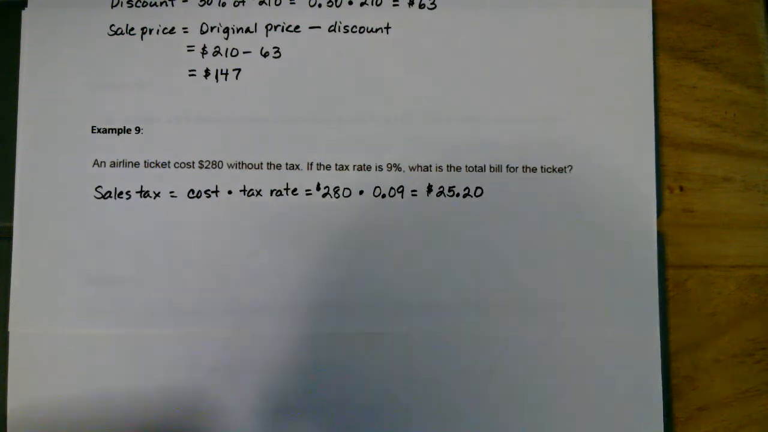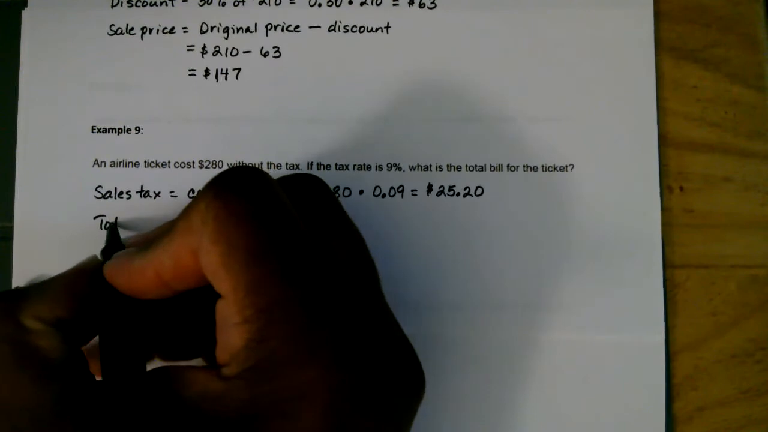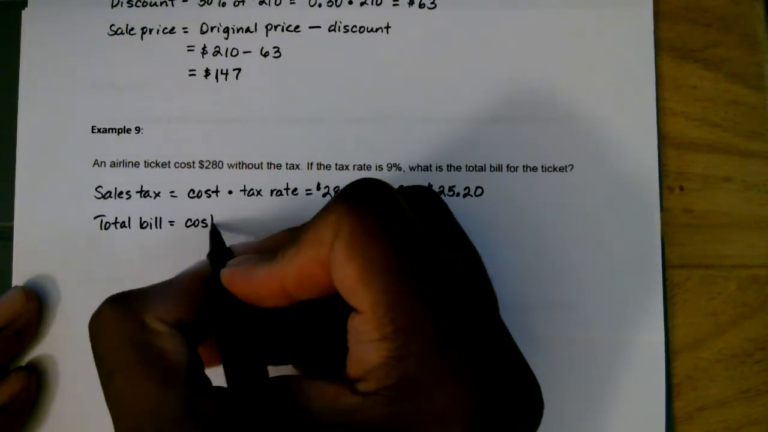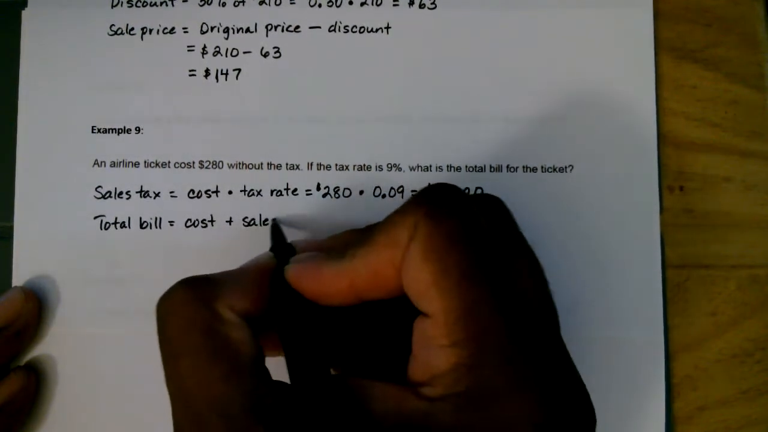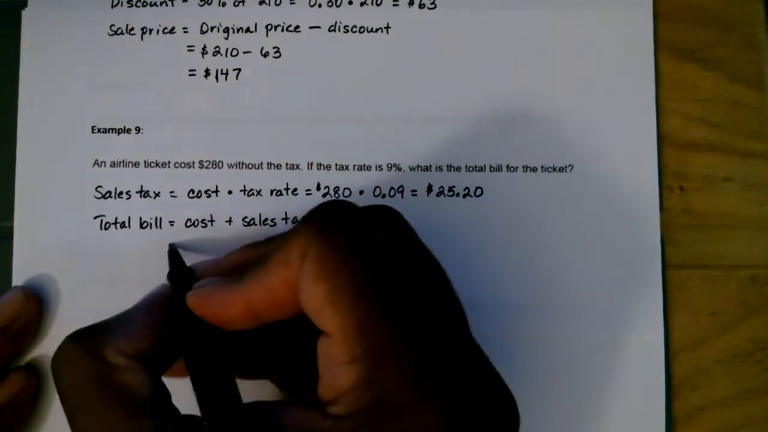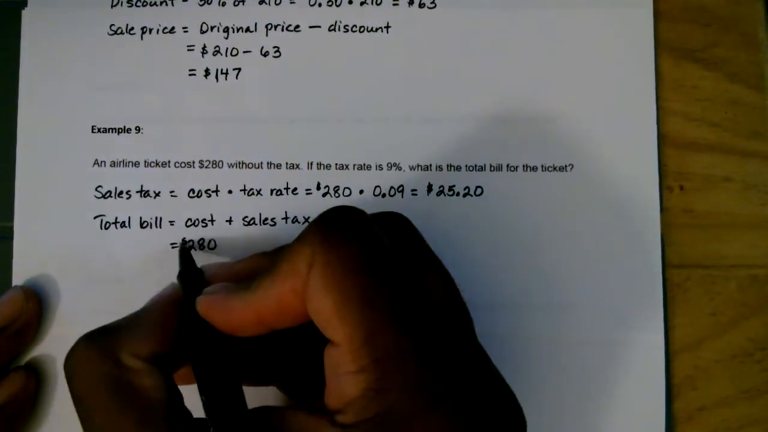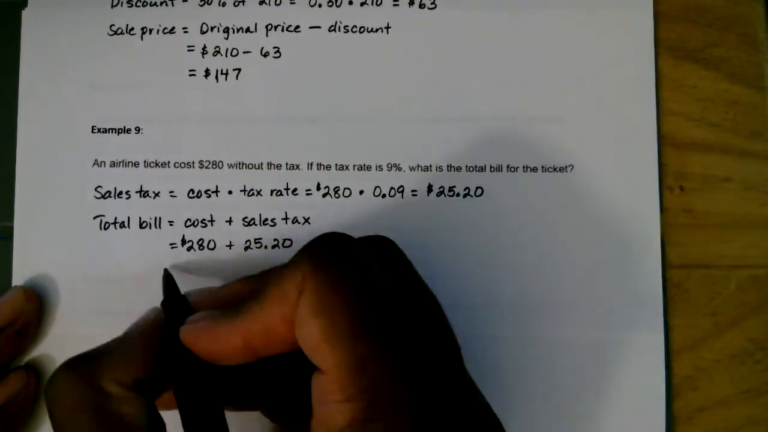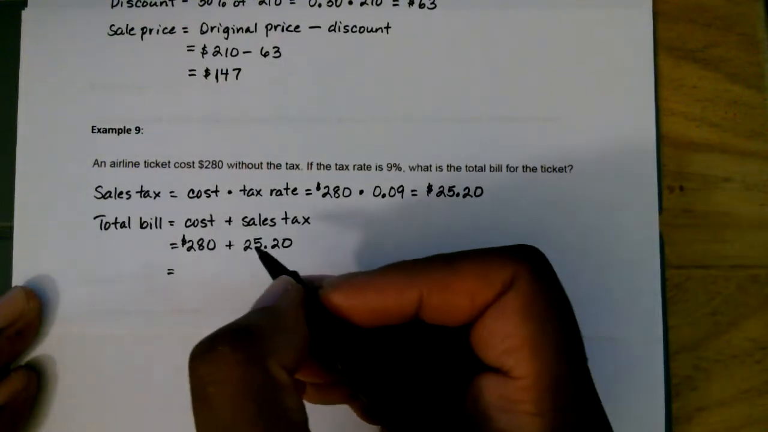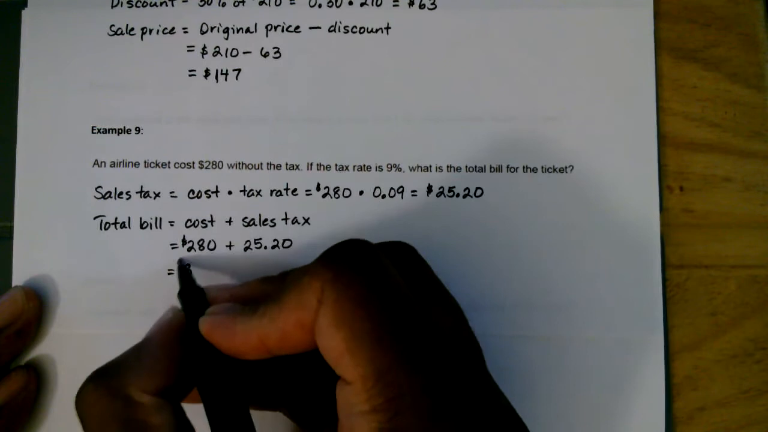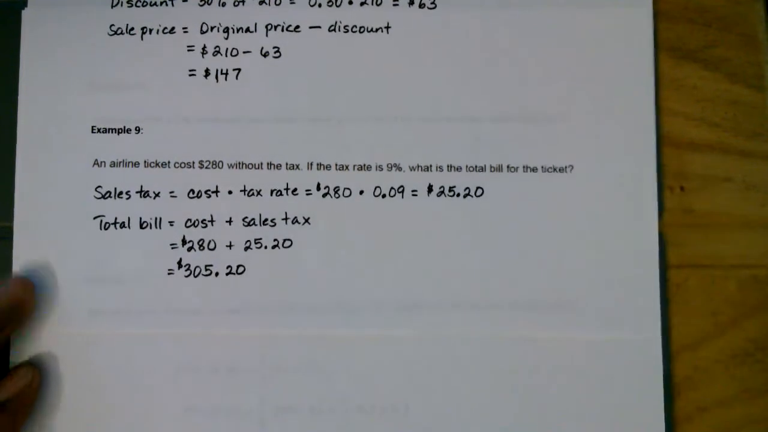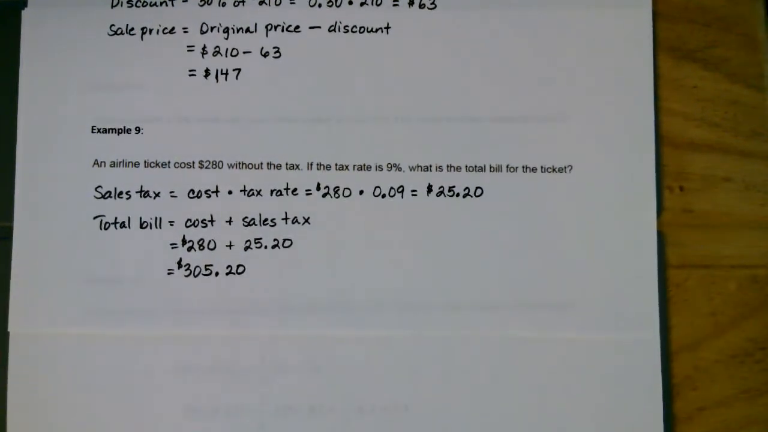And then the total bill is just going to be the cost of the ticket plus the sales tax. So the cost of that ticket was $280. The sales tax was $25.20. So 280 plus 25.20 will be $305.20. Okay, so the total bill for that plane ticket was $305.20.